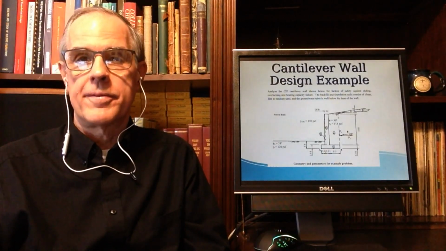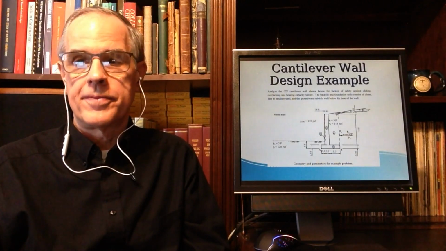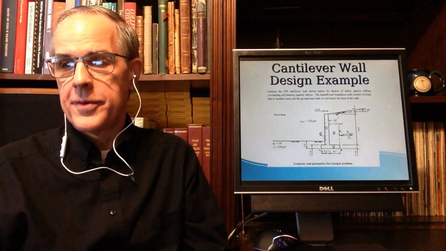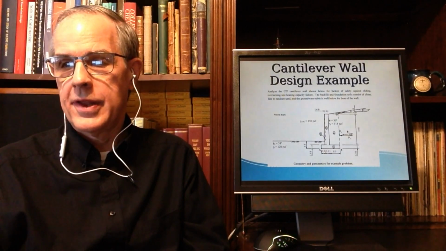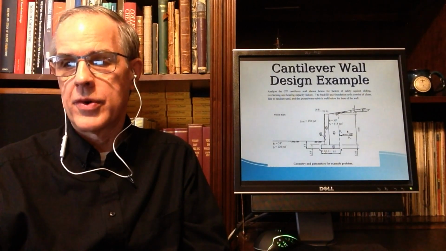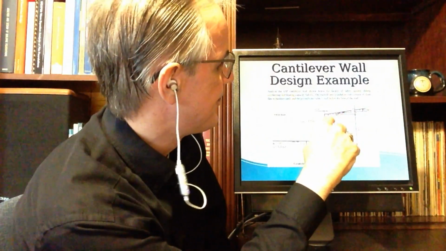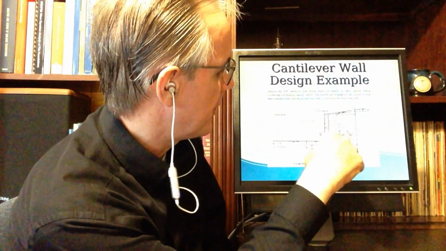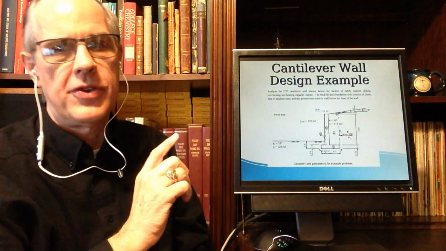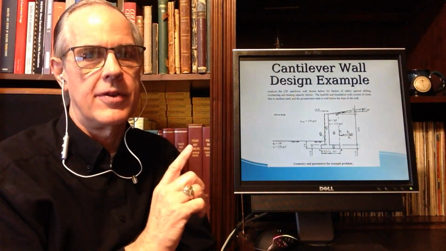Let's go to the design example. This is in your book, and you can follow along in your book. We have a nice wall here. Note carefully, this wall has a lot of the little traps that you see in the geometry of these things.